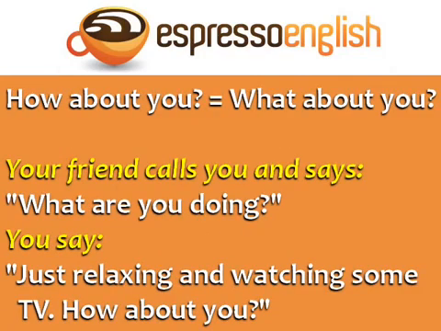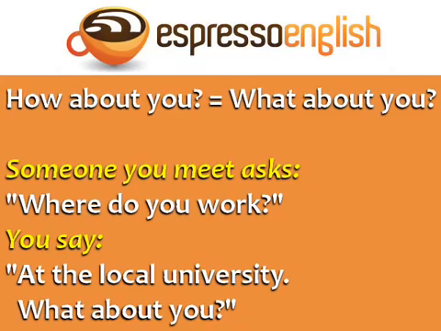For example, if your friend calls you and says, "What are you doing?" you say, "Just relaxing and watching some TV. How about you?" If someone you meet asks, "Where do you work?" you can say, "At the local university. What about you?" Again, how about you and what about you are used to ask the same question to the other person.